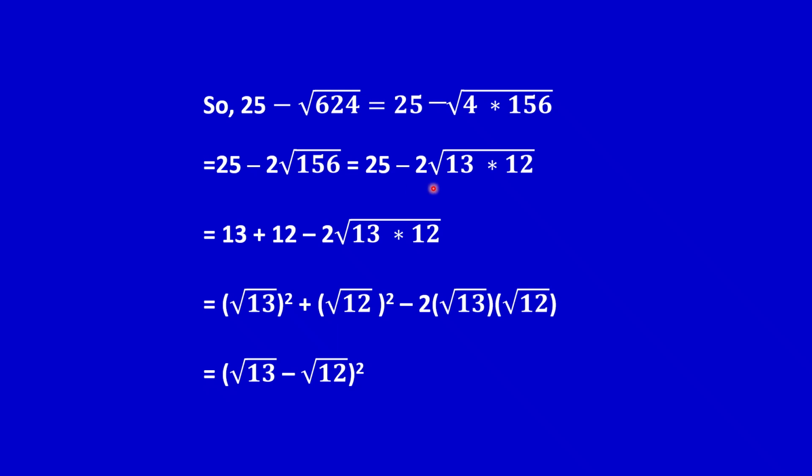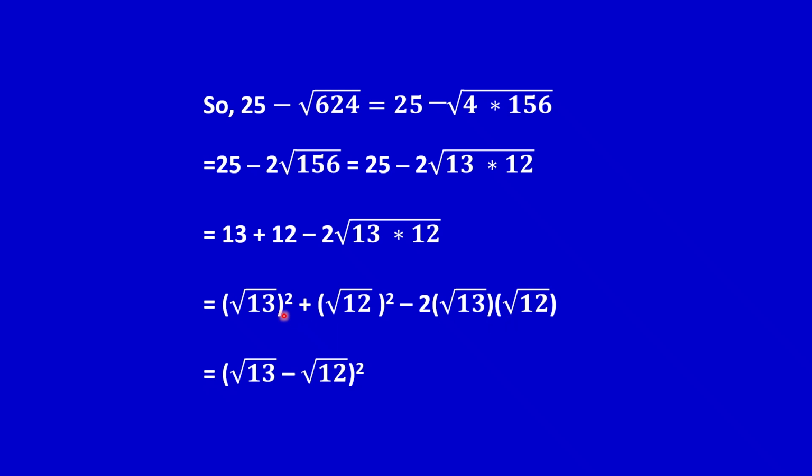We can write 156 as 13 into 12, and 25 we can write as 13 plus 12. So we get 13 plus 12 minus twice under root 13 into 12. Now 13 can be written as root 13 whole square, which will be 13. Similarly, 12 will be root 12 whole square, which is 12. And this part can be written as 2 into root 13 into root 12.